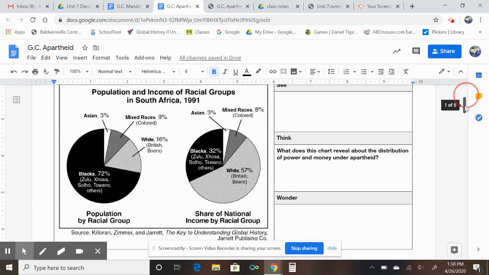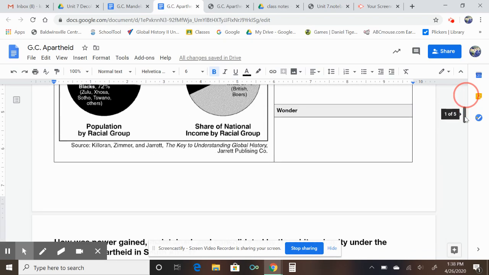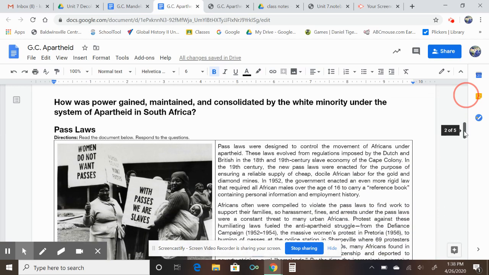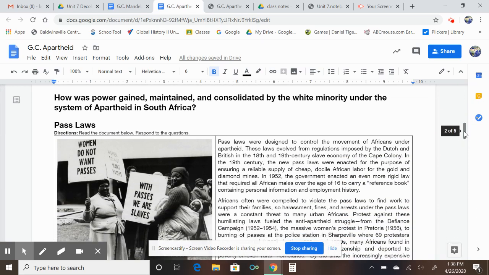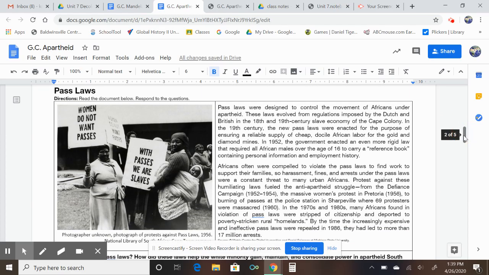So I want you to take a look at this chart and then make some observations and some questions. So how is power gained, maintained, and consolidated by the white minority under the system of apartheid in South Africa? Well, they did things such as having pass laws. So pass laws were designed to control the movement of Africans under apartheid.